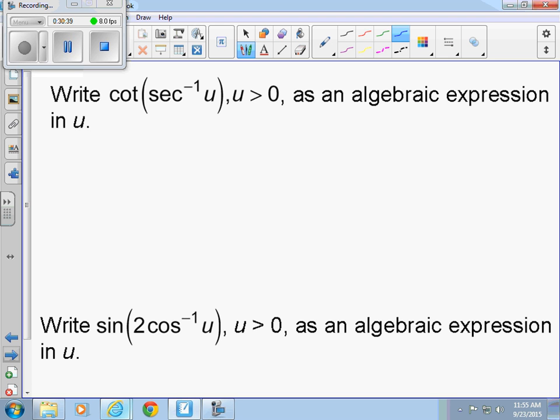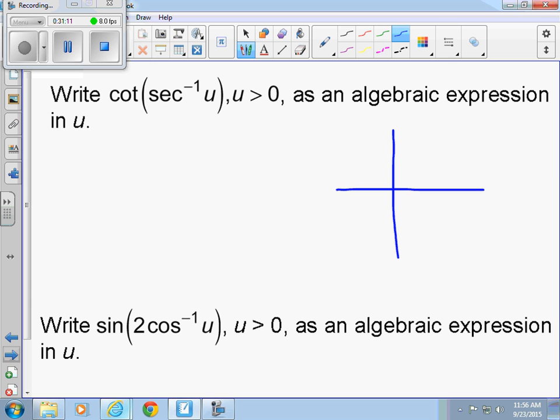This might. This is the one that you remember me telling you that sometimes they put variables in it on the ACT. Now a lot of times they do draw the picture for you, which is quite helpful. I want to find cotangent of secant inverse of u, and just write it as an algebraic expression of u. This is actually one I've seen on the ACT quite a bit. They will often draw the picture for you, but I'm going to draw a picture.